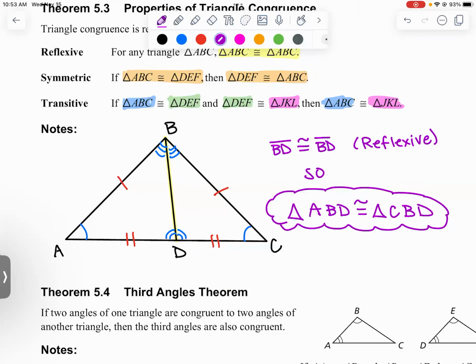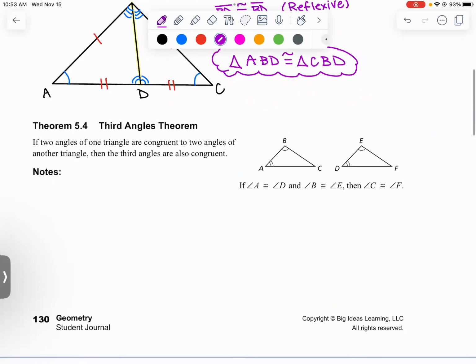One cool theorem that we do have sort of feels like common sense. If we have two angles congruent to two angles, what has to be true about the third? They're going to have the same leftover amount to get to 180, right? Common sense? Okay.